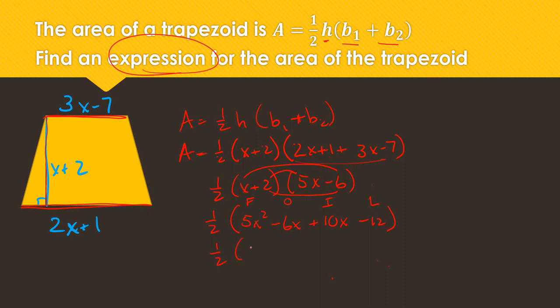So, clean up the inside by combining like terms. Negative 6x plus 10x is 4x. And the last thing I'm going to do is distribute my 1/2. 1/2 times 5 is 5/2 x squared. 1/2 times 4 is 2x. And 1/2 times negative 12 is negative 6. And that's the expression that represents the area of the trapezoid.